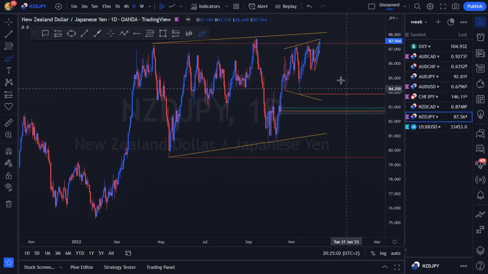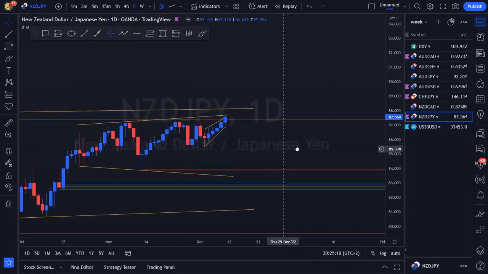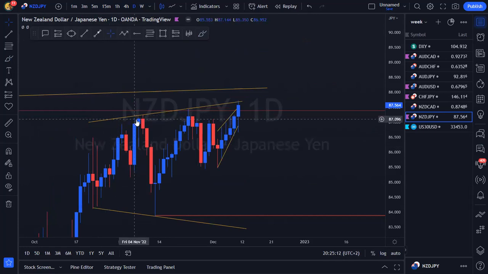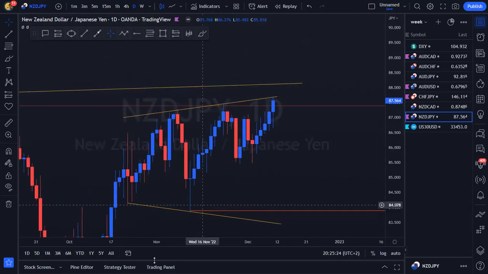Cool. So New Zealand dollar yen, the structure literally played out exactly as we were looking for it last week. Basically, last week we were looking at the first touch here, second touch. We were waiting for this third touch of structure. Unfortunately, this third touch came on Friday, at the end of Friday. So there's no way that we could have found any trading opportunities there. Let's just delete that.